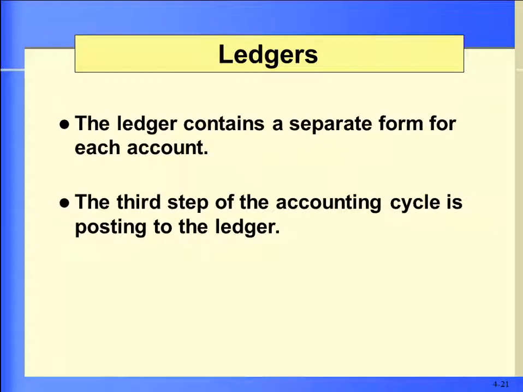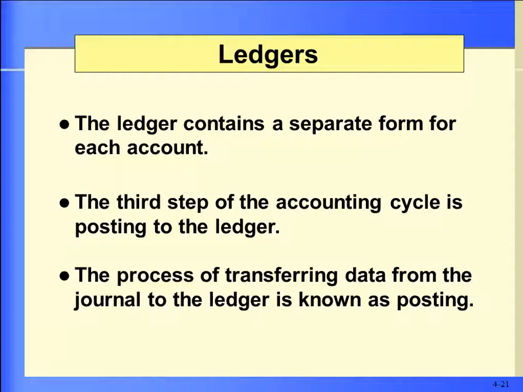Third step of the accounting cycle is posting to the ledger. So this is the process of transferring data from the journal to the ledger, and that process is called posting.